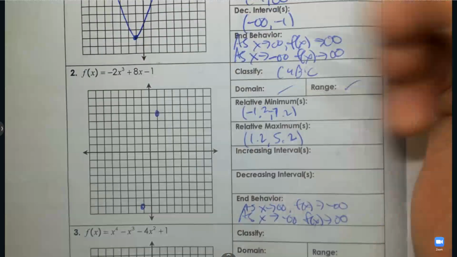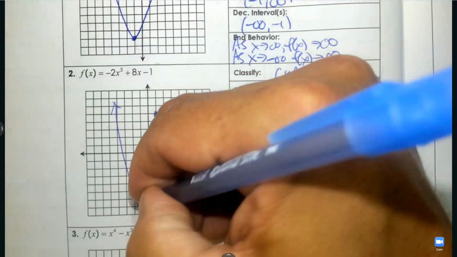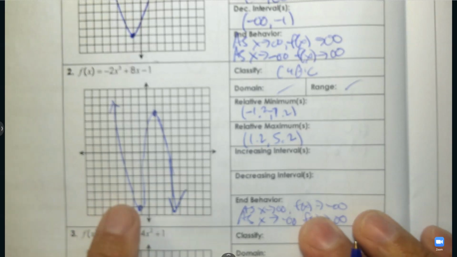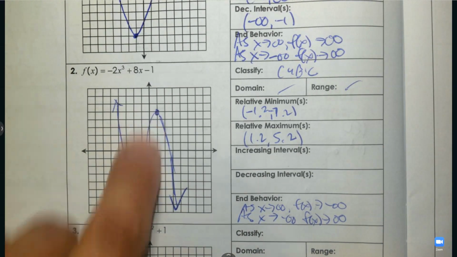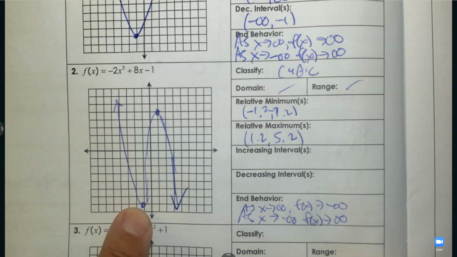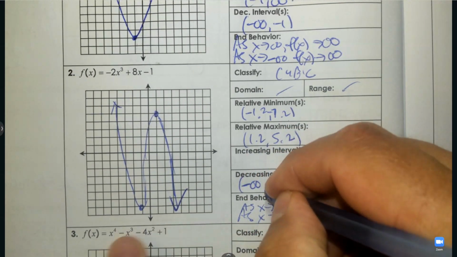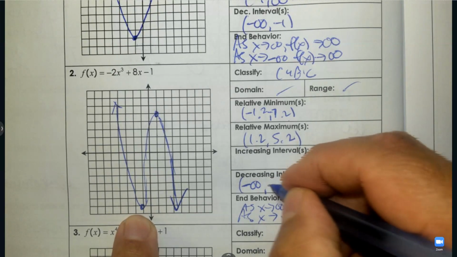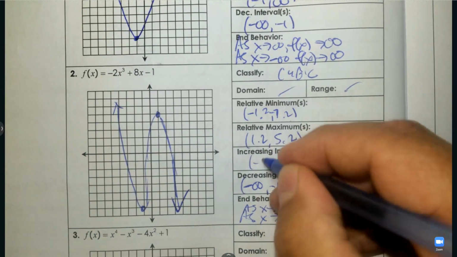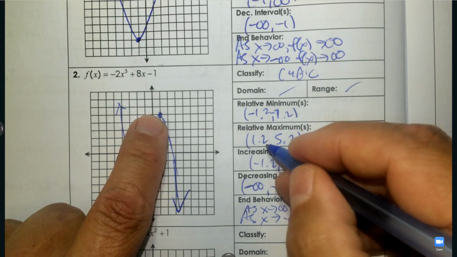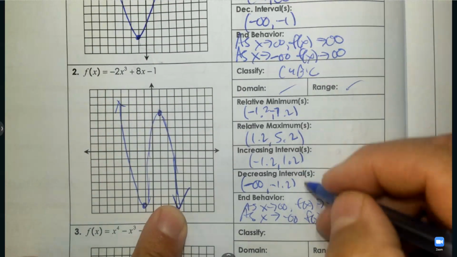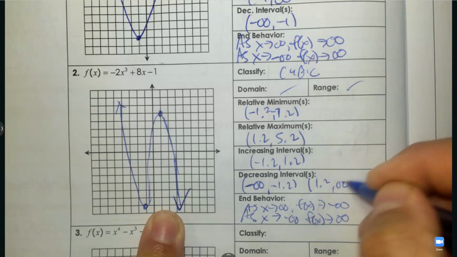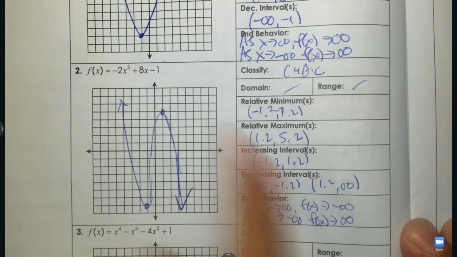So for this one, I'm just worried about the turning points and the end behavior. So I know the right end goes down and the left end goes up, and I know my points where they turn. The first part of the graph decreases. So start at negative infinity, and then that x coordinate, which is negative 1.2. Then it increases. So from negative 1.2, it increases to positive 1.2. And then the last part of the graph, again, decreases. So from 1.2 to infinity. And I know it takes practice understanding the intervals.